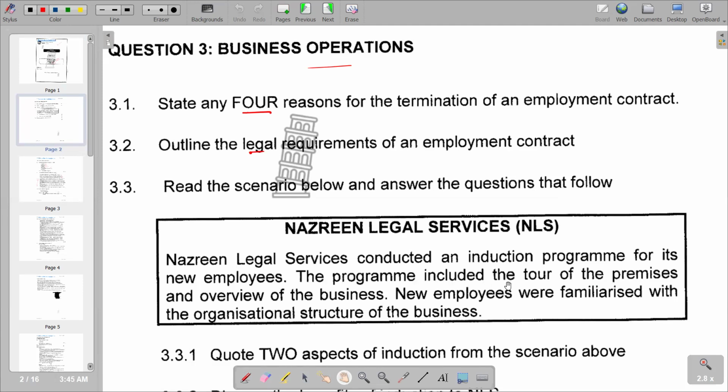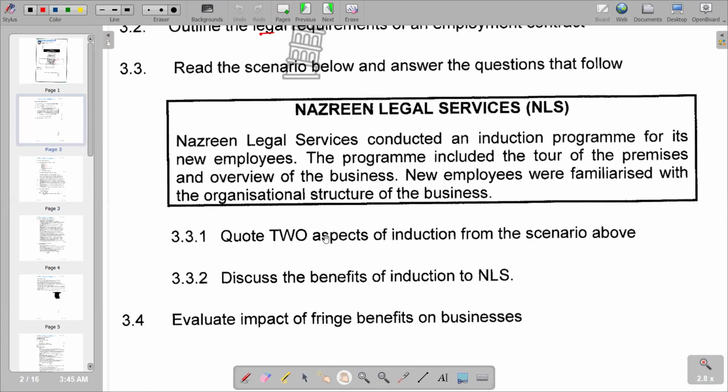The program included the tour of the premises and overview of the business. New employees were familiarized with the organizational structure of the business. So I believe that these are called two aspects of induction for the scenario above. So basically, the induction being discussed there is job induction, obviously.